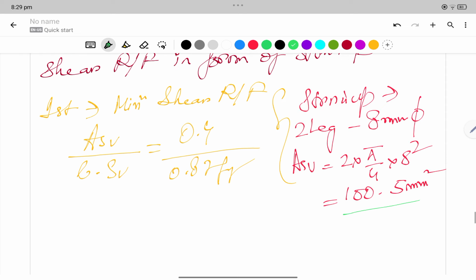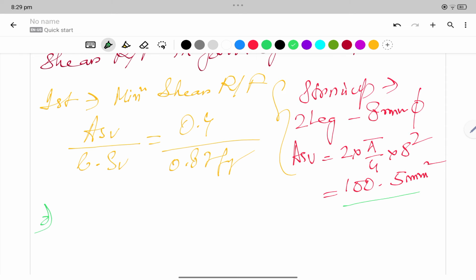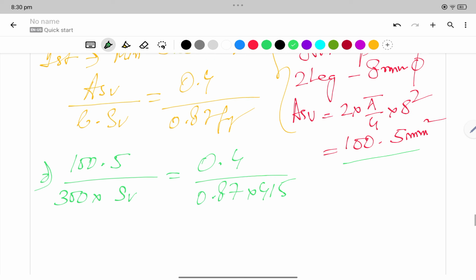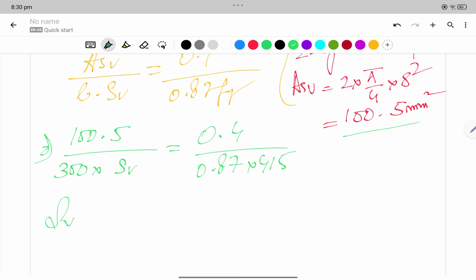Okay, so we will calculate it here. 100.5 divided by b, b is 300, into sv, the spacing. Mainly in shear reinforcement we have to calculate the spacing only. So we will calculate the sv and 0.87 fy, fy is 415.